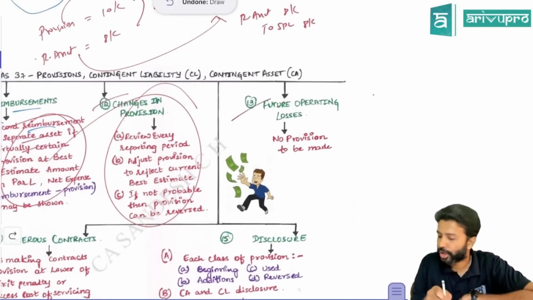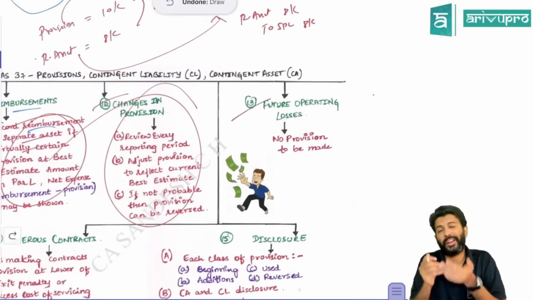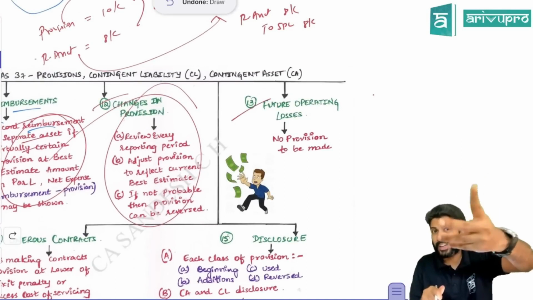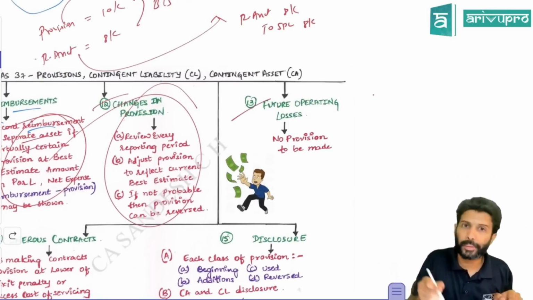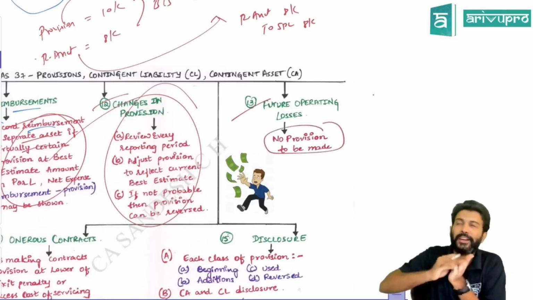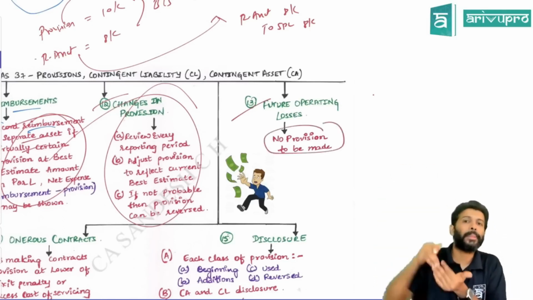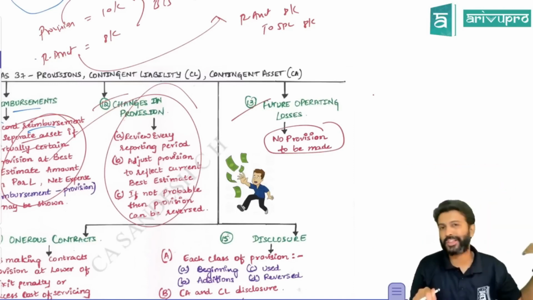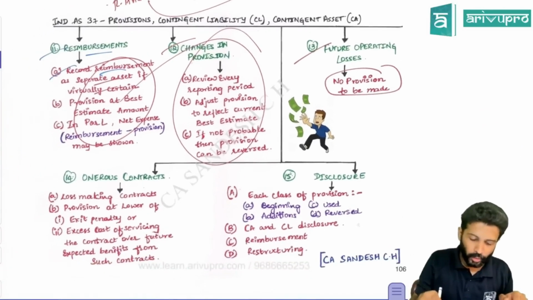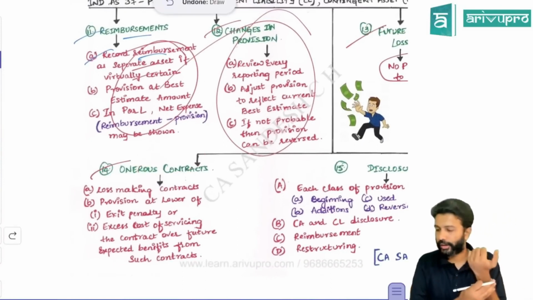Provision, we don't make it for future operating losses, because one of the definitions of provision is present obligation arising out of past event. We make provision for past event, not for future operating losses. So in future, if an entity feels they will incur any loss, you can't make the provision for it now, because provision is not a future driven activity. It's based on the past event. That's the reason. Okay. Then it is onerous contract.